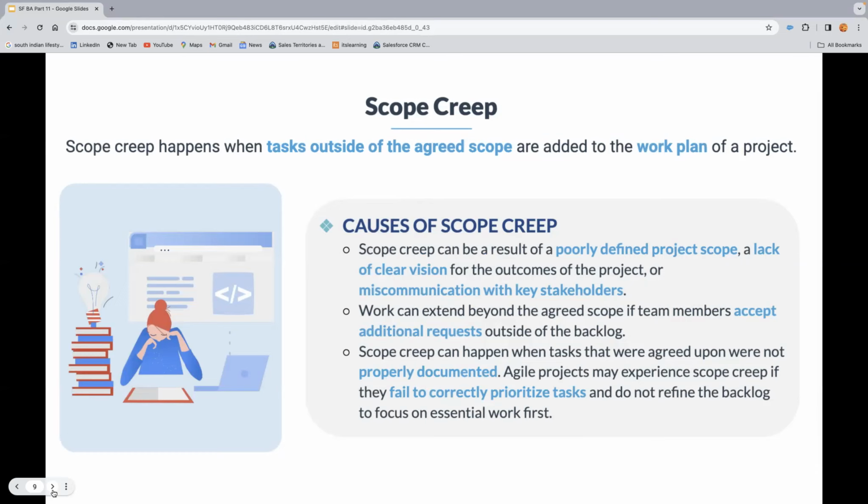Work can extend beyond the agreed scope if team members accept additional requests outside of the backlog. Scope creep can happen when tasks that were agreed upon were not properly documented. Agile projects may experience scope creep if they fail to correctly prioritize tasks and do not refine the backlog to focus on essential work first.